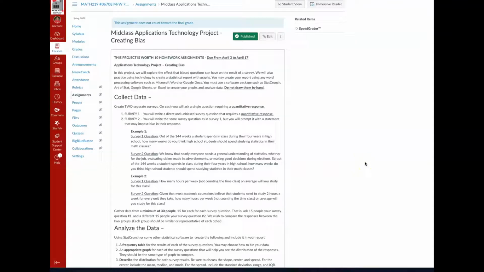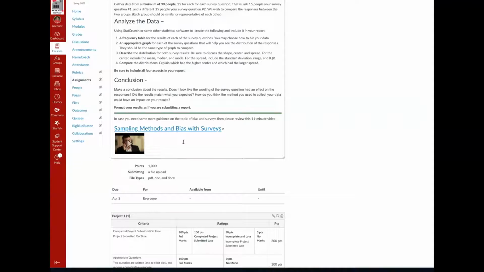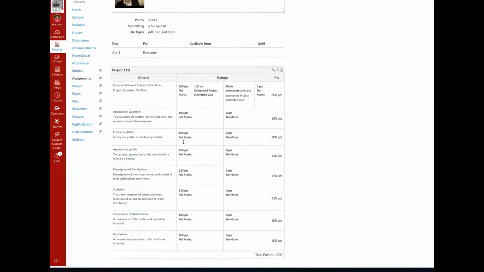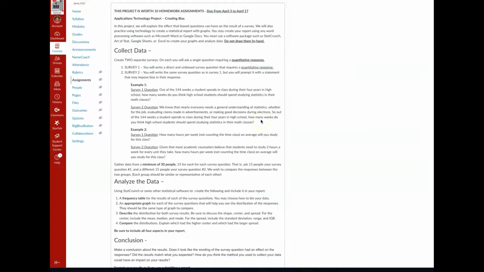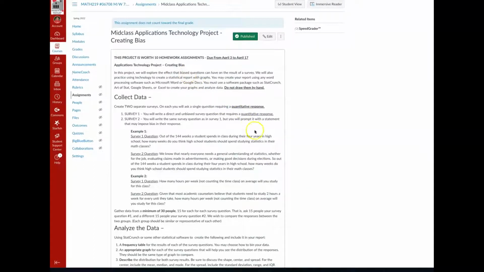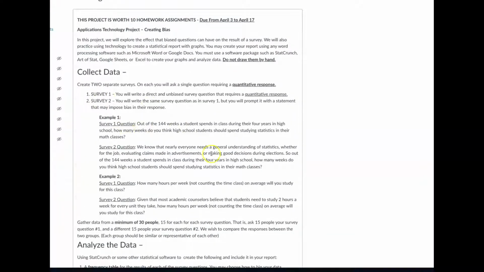Let's go ahead and take a look at our mid-class applications project. All the information you need is here, including the rubric of how you'll be graded. I want to make sure you take a look at that. The goal of this project is to use technology to analyze data that you collect by asking two questions. And you'll see some example questions here.